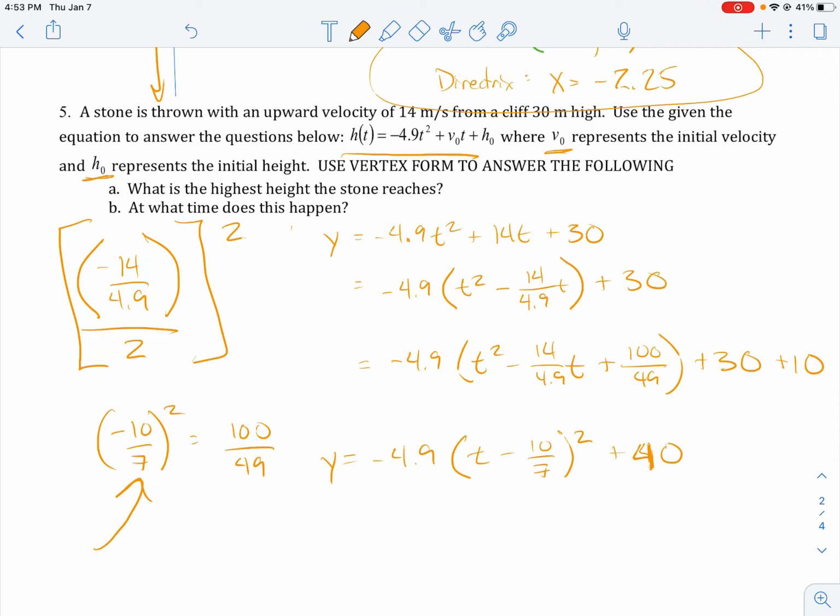So, can we answer these questions? Sure can. What is the highest height the stone reaches? Well, this is our vertex here, right? And this is our y value. So that's got to be 40. And we're talking meters. And at what time does this happen? Well, what's 10 divided by 7? Well, that is 1.428 seconds.